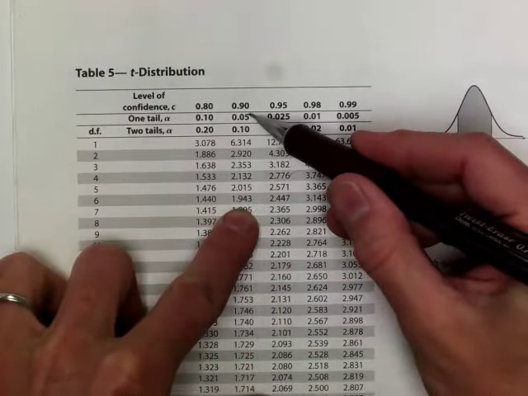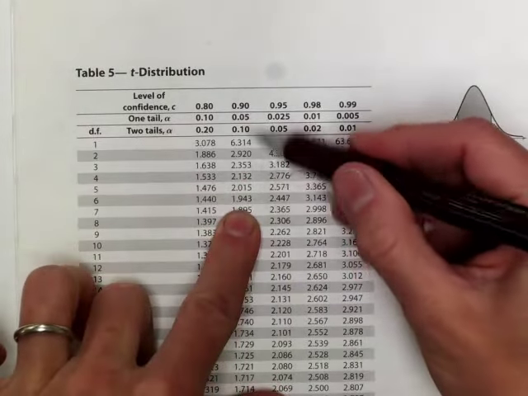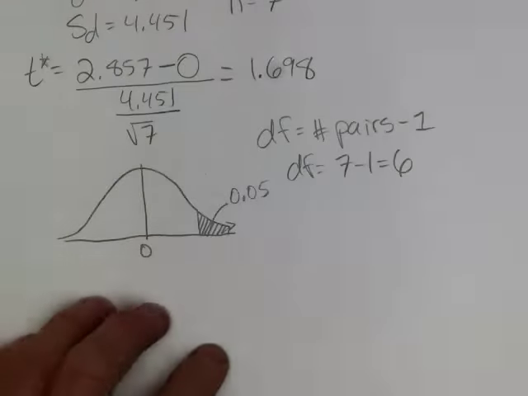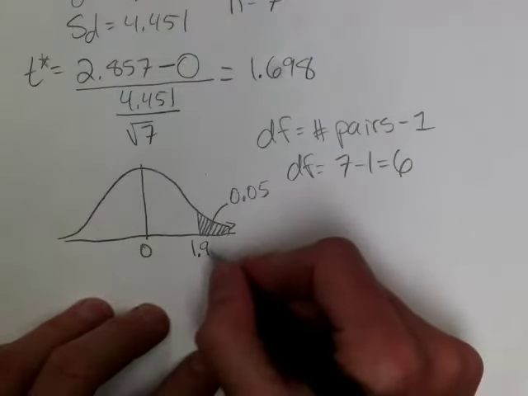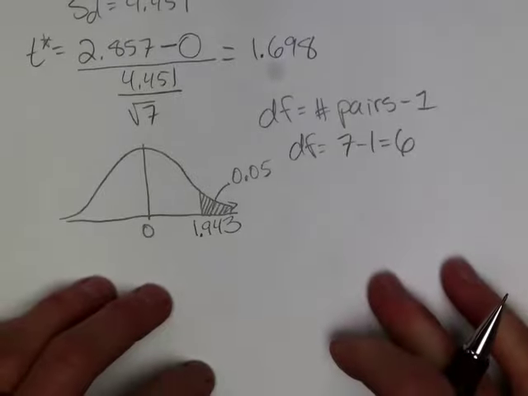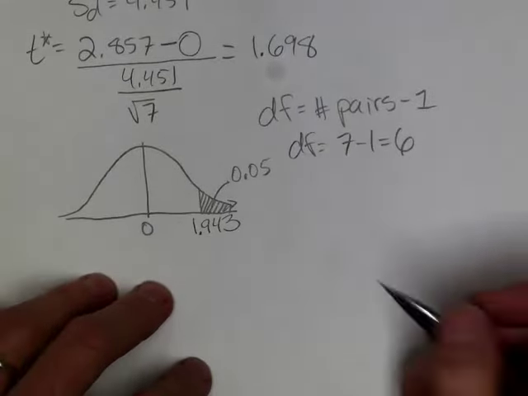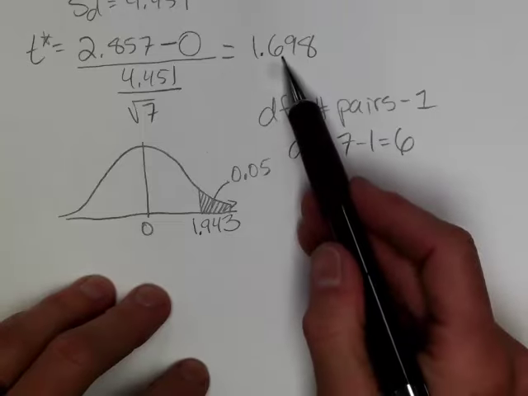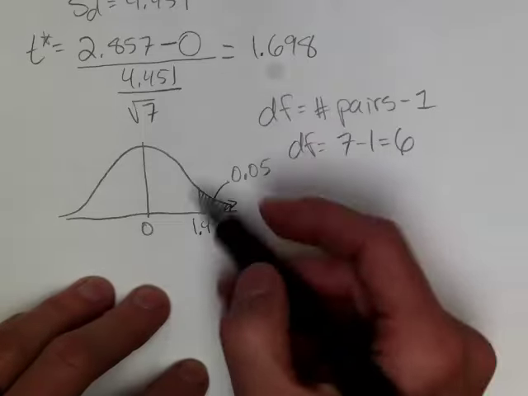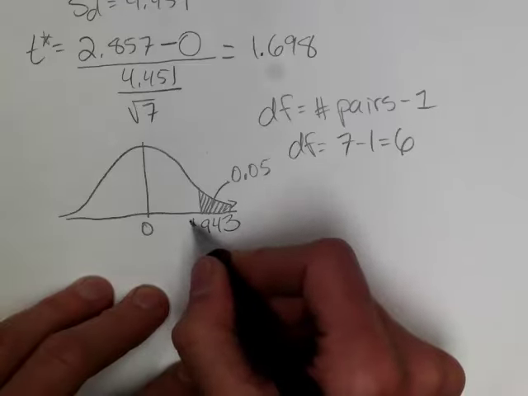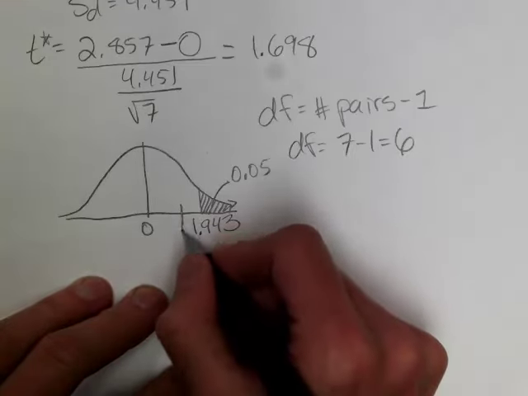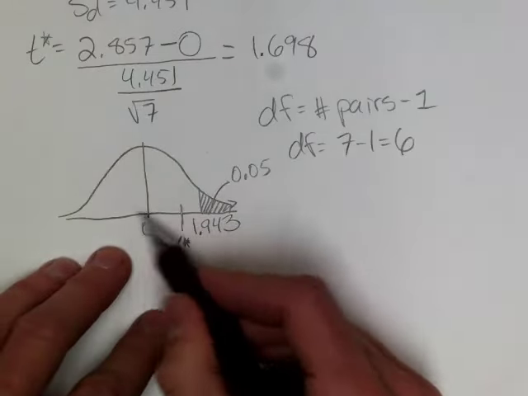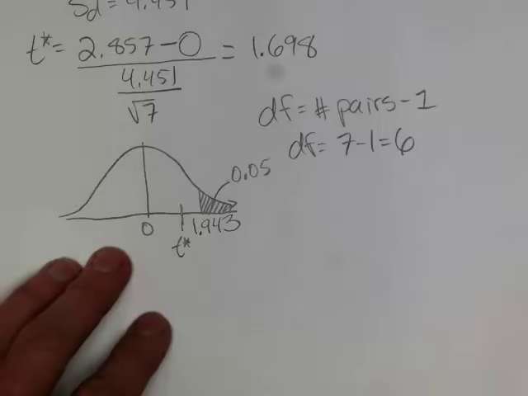Okay, so it's the intersection of this row and this column. I get a critical value of 1.943. Okay, so let's go ahead and see where the test statistic is in relation to the critical value. Okay, we see that the test statistic is to the left of the critical value in the non-shaded region. Okay, so essentially we're going to fail to reject the null hypothesis here.